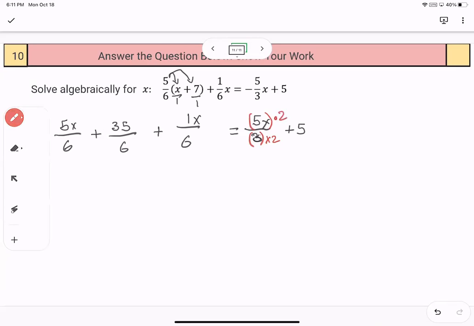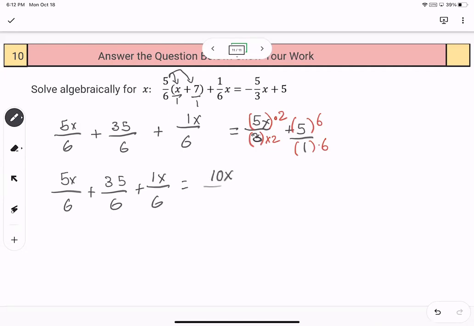And 5 is 5 over 1. So we're also going to multiply these both by 6 to turn that denominator to 6. So let's rewrite our new expression. We have 5x over 6 plus 35 over 6 plus 1x over 6 is equal to 5x times 2 is 10x over 6 plus 5 times 6 is 30 over 6.